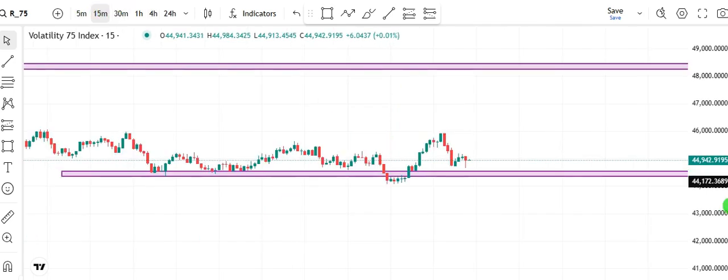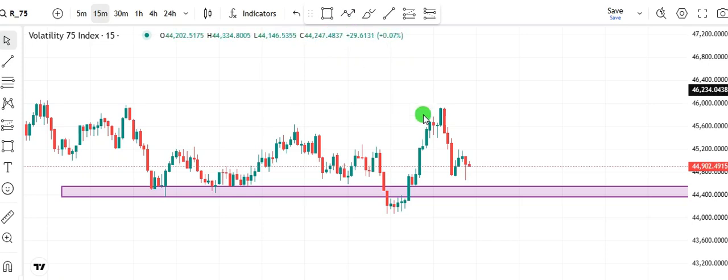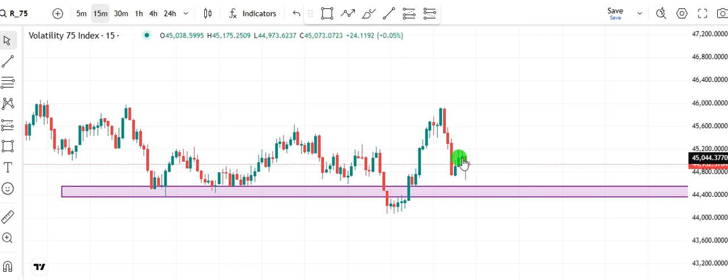So let's see if we can get our internal structure changing or switching over. Currently, you can see this rejection around this zone, this level. Now let's see what the market has to do with this. What we also want to see is a bullish candle closing above this previous level where the market could not really go above.